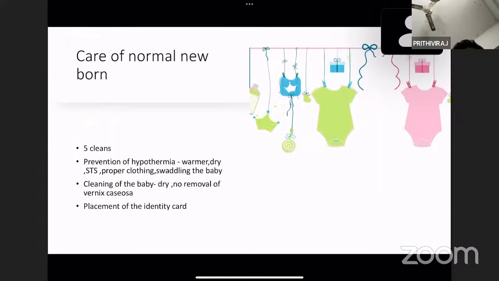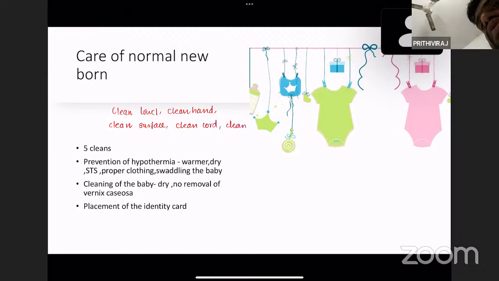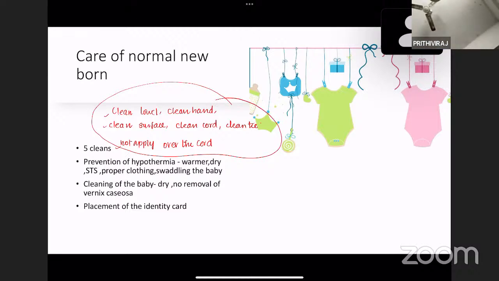So, care of a normal newborn after birth. What are the five cleans you should know? Clean hands, clean towel, clean surface, clean cord, clean tie, and most importantly, do not apply anything over the cord. That is the key. This sort of cleanliness should be done for every newborn delivery.